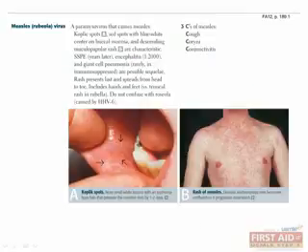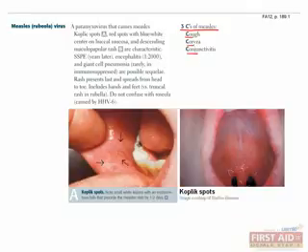Rubeola is a paramyxovirus that causes measles. Measles has a classic viral prodrome that is commonly referred to as the 3 C's: cough, coryza, which is a head cold, and conjunctivitis. Pathognomonic Koplik spots are 1 to 2 mm blue-gray macules on an erythematous base that typically arise on the buccal, gingival, and labial mucosa within 2 to 3 days of symptoms.